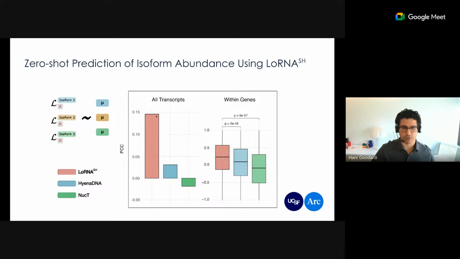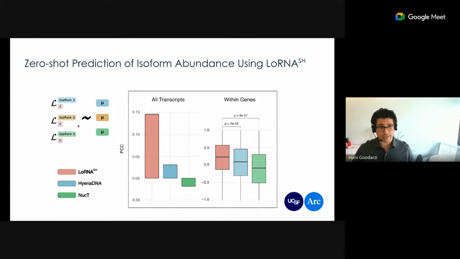So you see a Pearson correlation of about 0.15 across all transcripts, all isoforms. And if you look at Hyena DNA or Nucleotide Transformer, which are 2 genome models, they have no understanding of this. We picked only these 2 models because they are the only models that are long context enough to actually do this task, where you can have a 64 kb input.